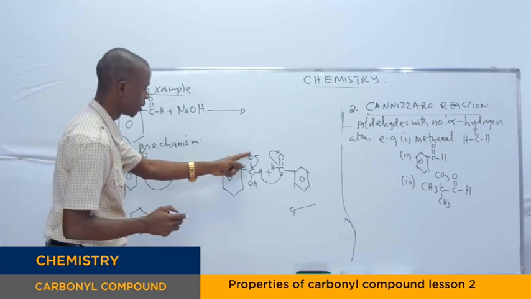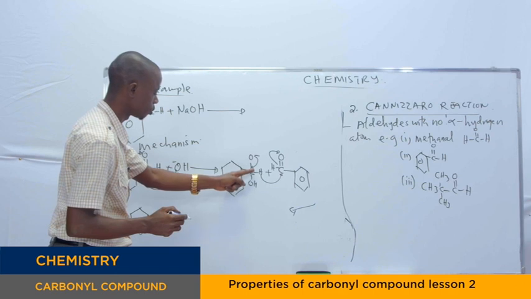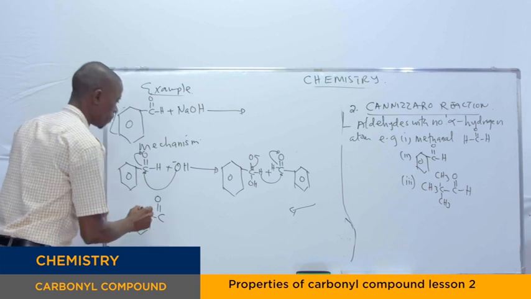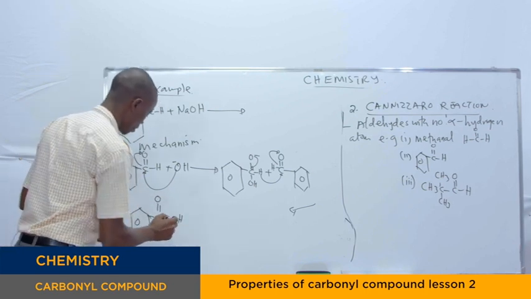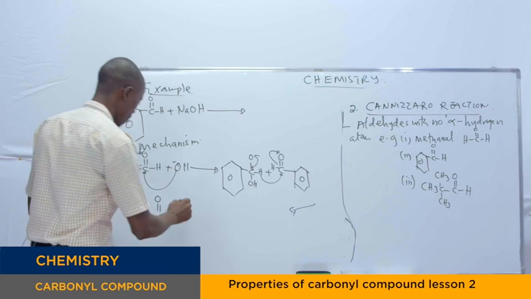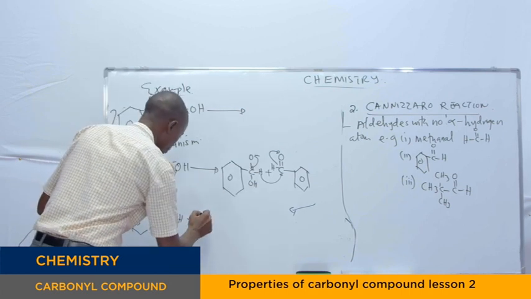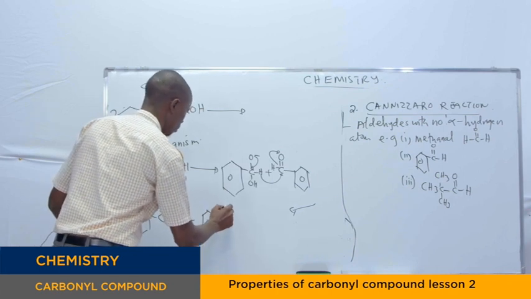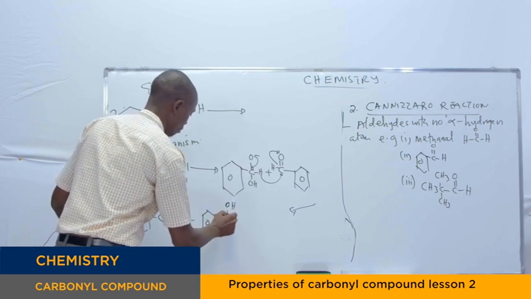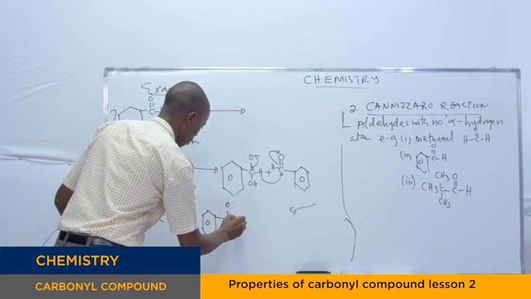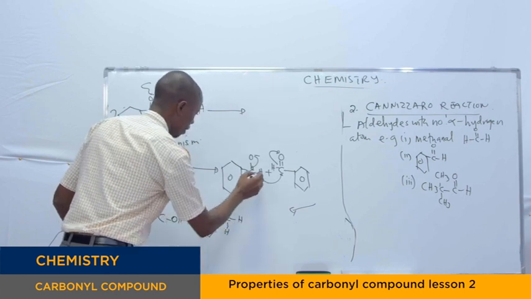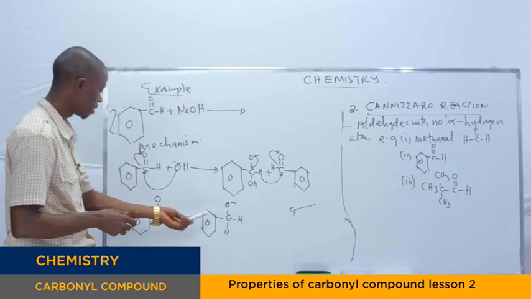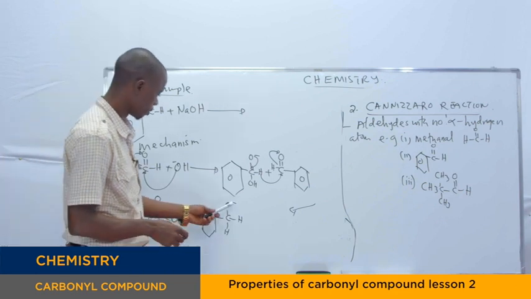When this electron comes back to the carbon, there will be a formation of a double bond. So this is the carboxylic acid which is formed. And this compound will be as follows. And this proton here. So this is negatively charged. The reaction is not yet complete.